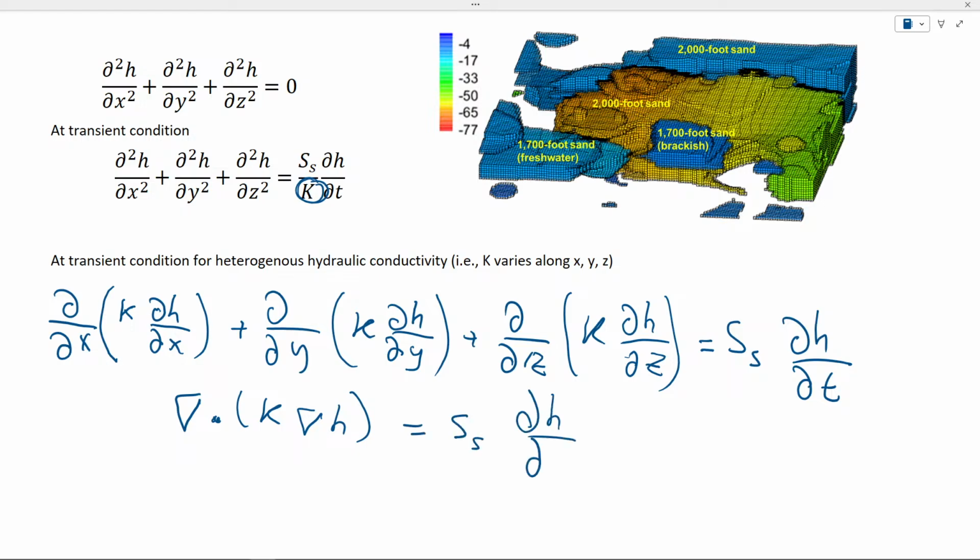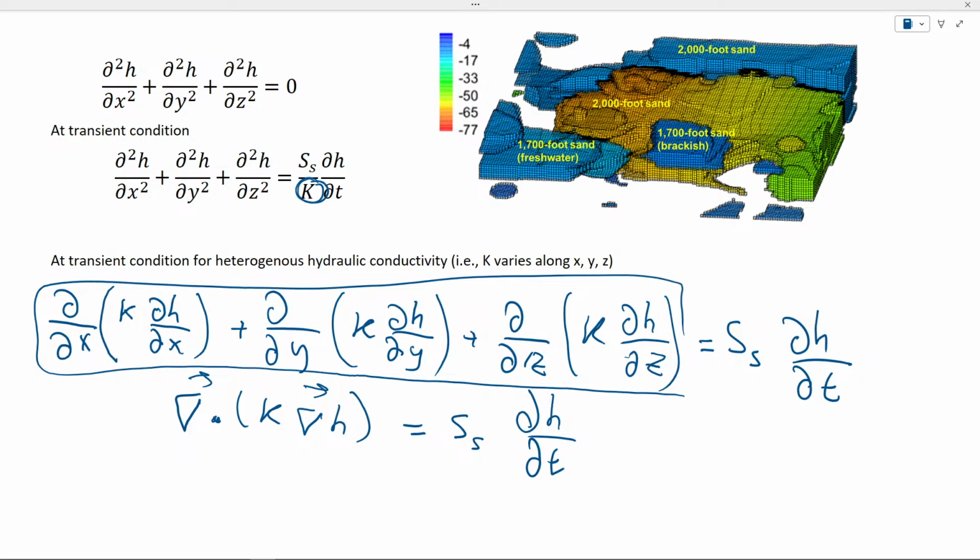So now if you see something like this, you know what it means. This is a vector function, and this is a vector function, and if you multiply these vector functions, that will give you a scalar function that looks something like this.